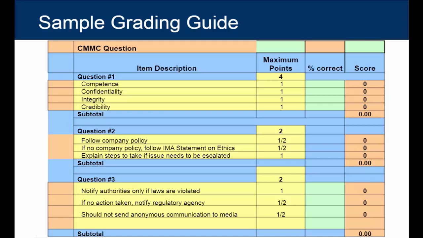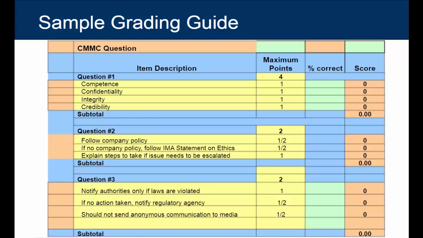This is a sample grading guide, also known as a scoring rubric, and it's used by the essay graders to provide points to candidates for their essay submissions. The columns of this grading guide show the item description, the maximum points by question, and finally the candidate's total score on the essay. There are a total of 4 points for question number 1, 2 points for question number 2, and 2 points for question number 3. Therefore, the total number of points available for this essay scenario is 8 points.